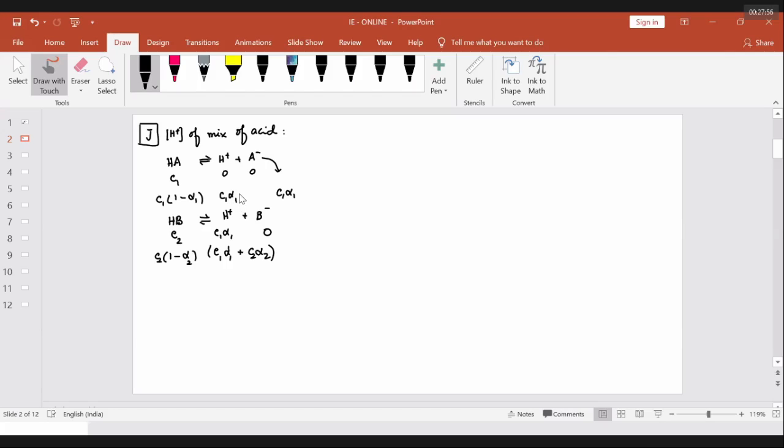This is also C2 alpha 2, because I cannot say HA is having red colored H plus ions and HB is having blue colored H plus ions. No, they are H plus ions. Therefore, overall concentration of B minus, what is B minus? B minus is very simple, sir, C2 alpha 2. Therefore, overall H plus ion concentration is taken from both of these. But we don't count like this. See here, the beauty is it is not common ion effect. It is a simultaneous equilibrium.